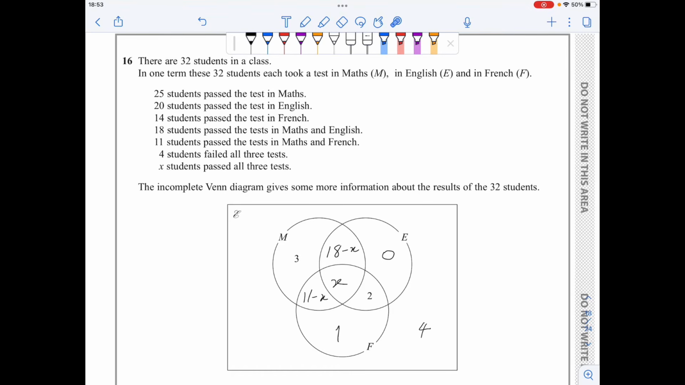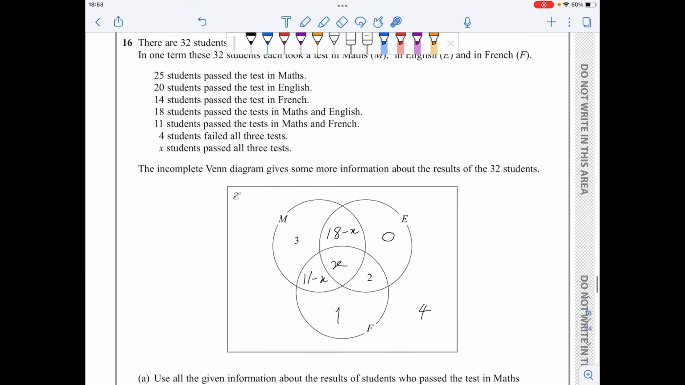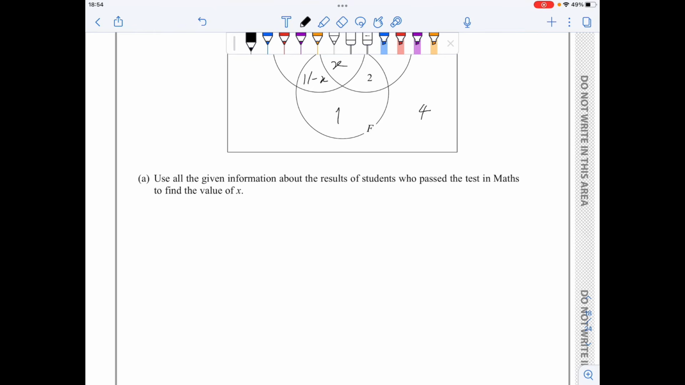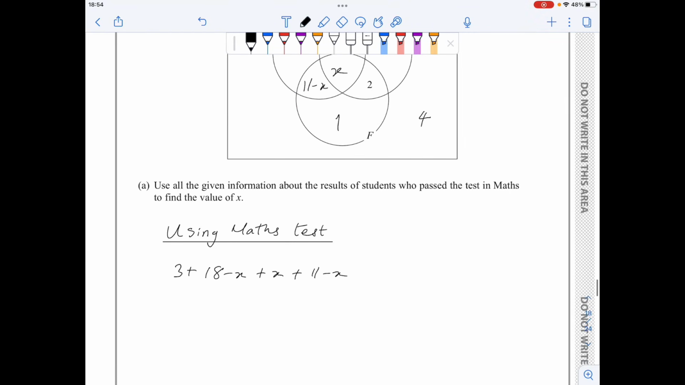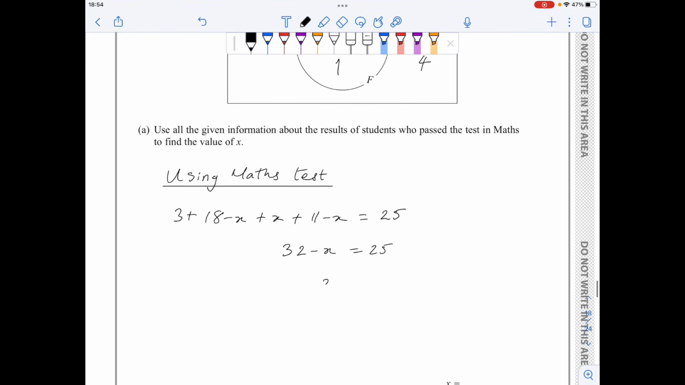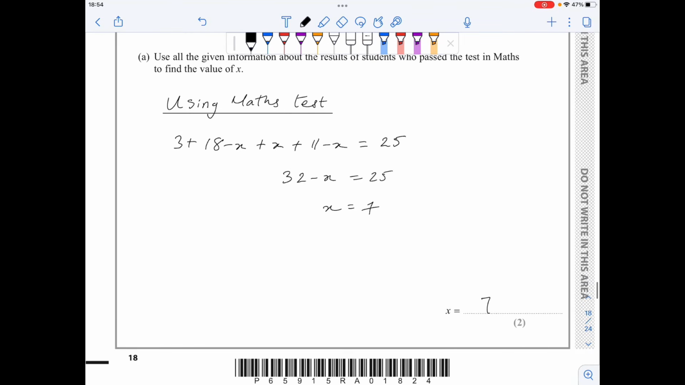So this will be my equation to solve for x. So using maths, I have 3 plus 18 minus x plus x plus 11 minus x. So these are these 4 regions, and this is equal to 25. So 32 minus x is 25. X comes out to be 7.